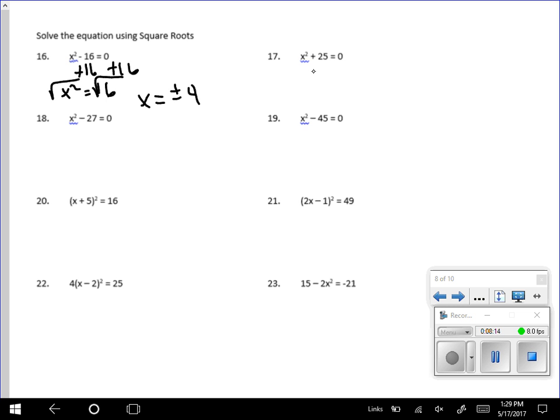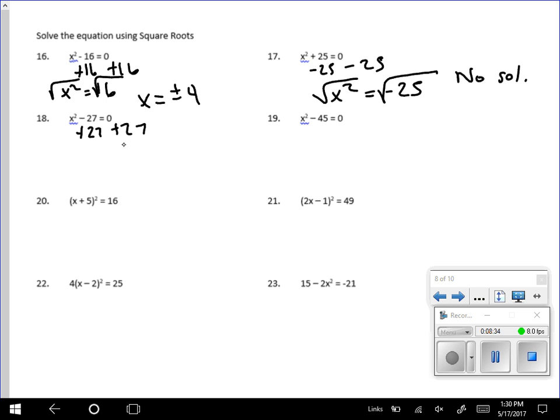Okay, 17, we're going to subtract 25 from both sides. We've got x squared equals negative 25. Can I have a square root that is negative? No, so this is no solution. Keep working here. Add 27 to both sides. So I have x squared equals 27.